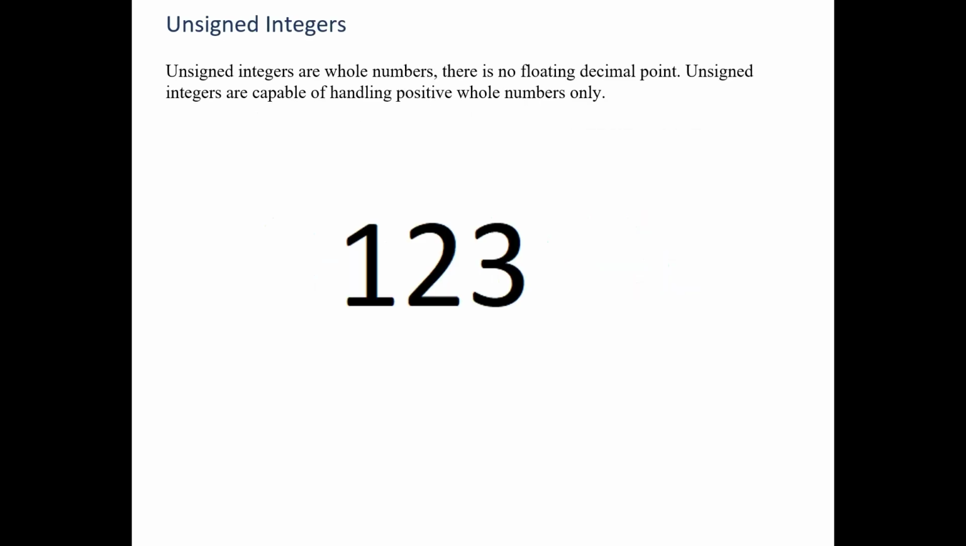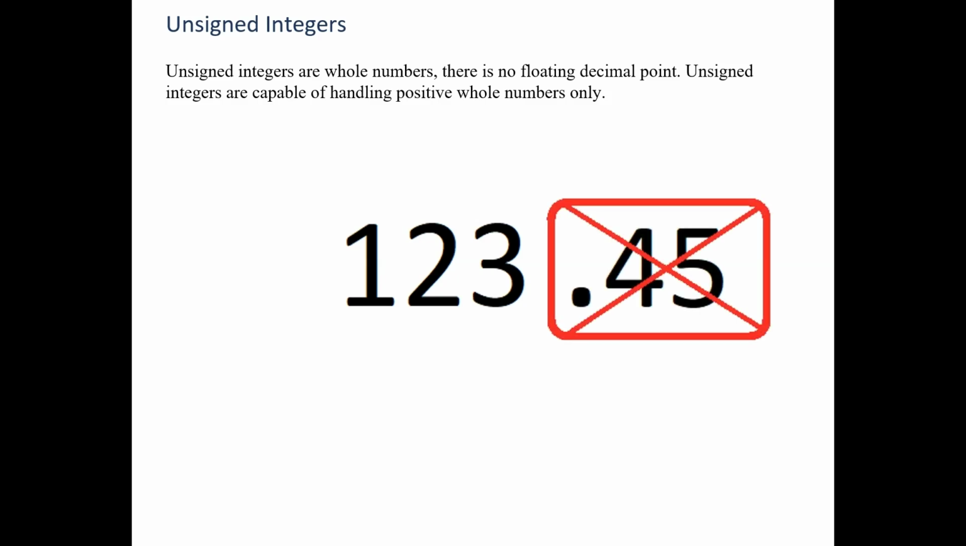And then the unsigned integers. Unsigned integers are whole numbers. Whole numbers begin at 0 and go up from there, incrementing by one whole number at a time. There is no fractional component. There is no floating decimal point. Whole numbers do not extend below 0 into negative number territory. Therefore, unsigned integers are capable of handling positive, non-fractional numbers only.